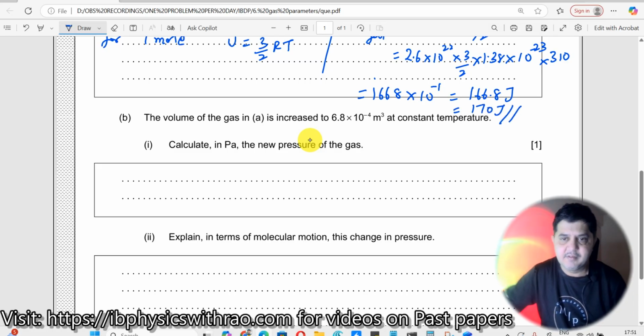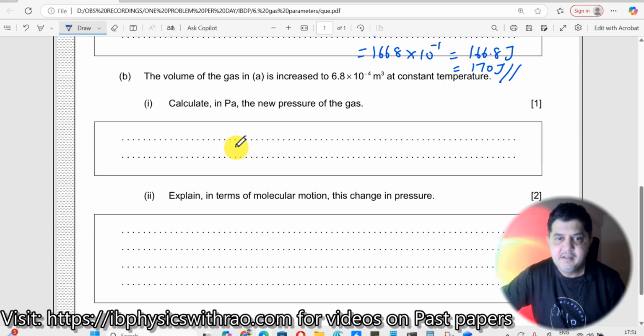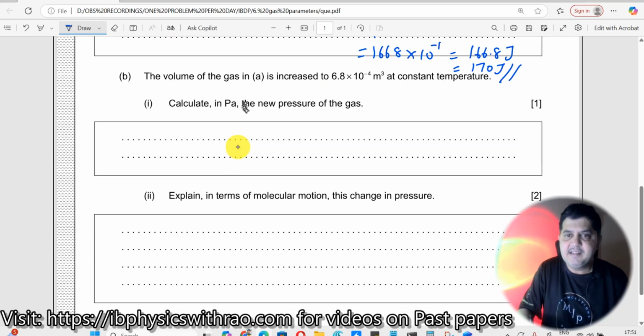One sum. Then next question: the volume of the gas in A is increased to 6.8 into 10 to the power minus 4 meter cube at constant temperature. Volume is raised. Calculate in pascals the new pressure of the gas. We are using ideal gas.